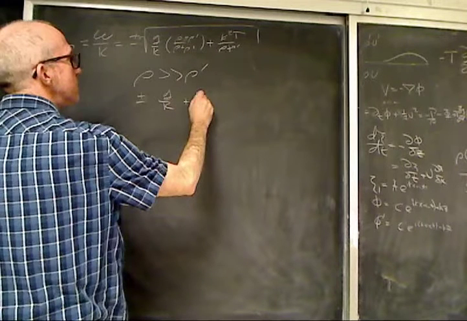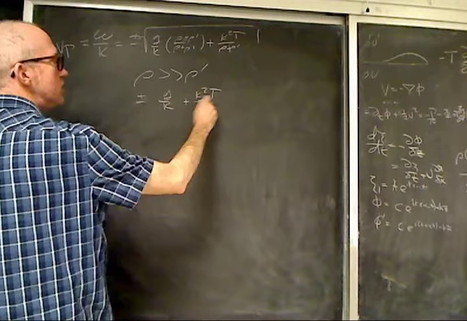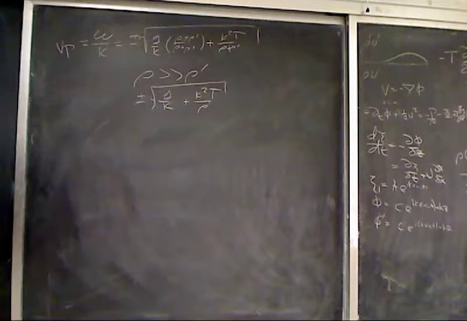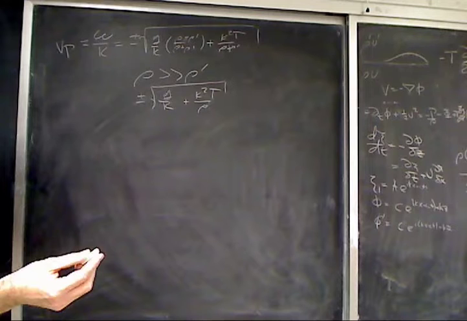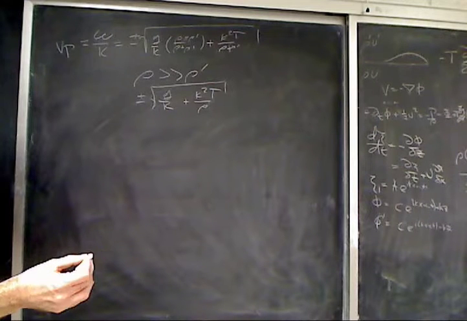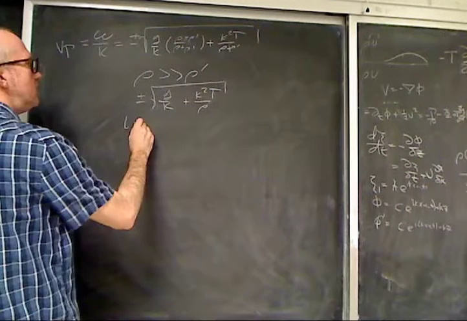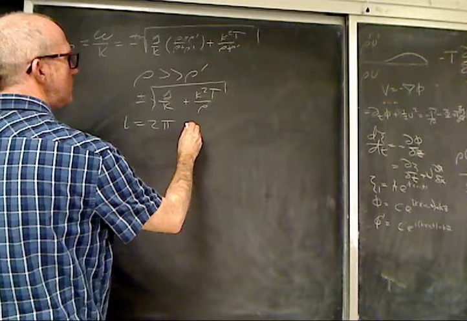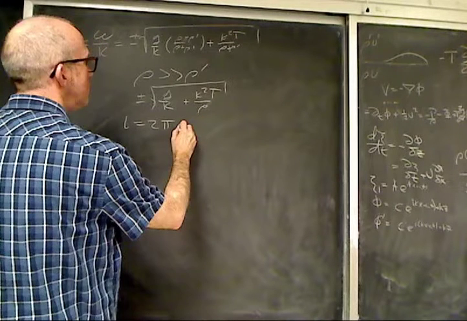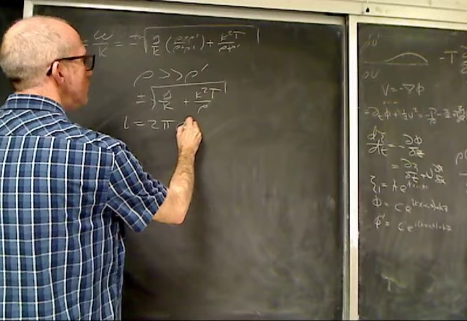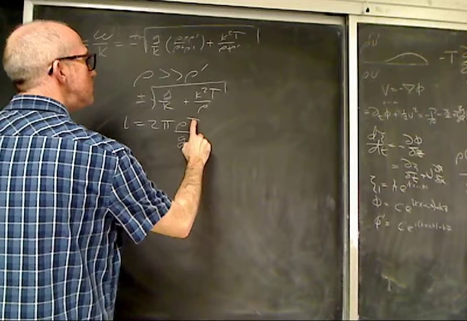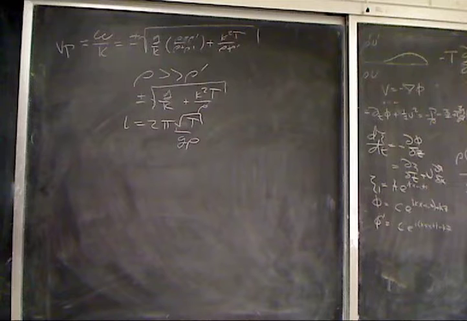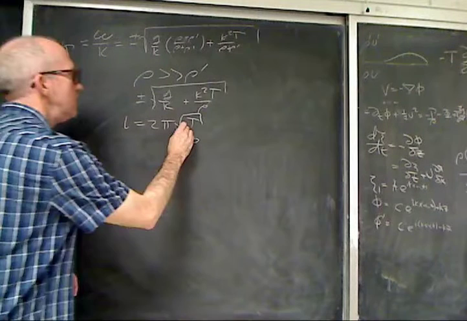Plus k squared T, and then that's just rho, we can call that 1, right? Yeah, and then when you do your derivative and set it equal to 0, you get lambda, or length, equals 2 pi times the root of T over G rho. What'd you get? 2 pi times root of T over G rho. G rho is included in the root. Thanks.